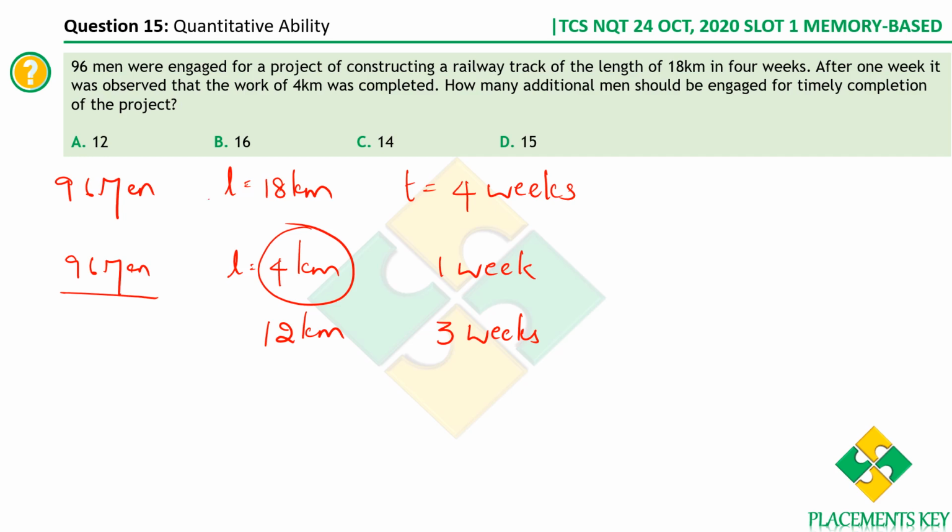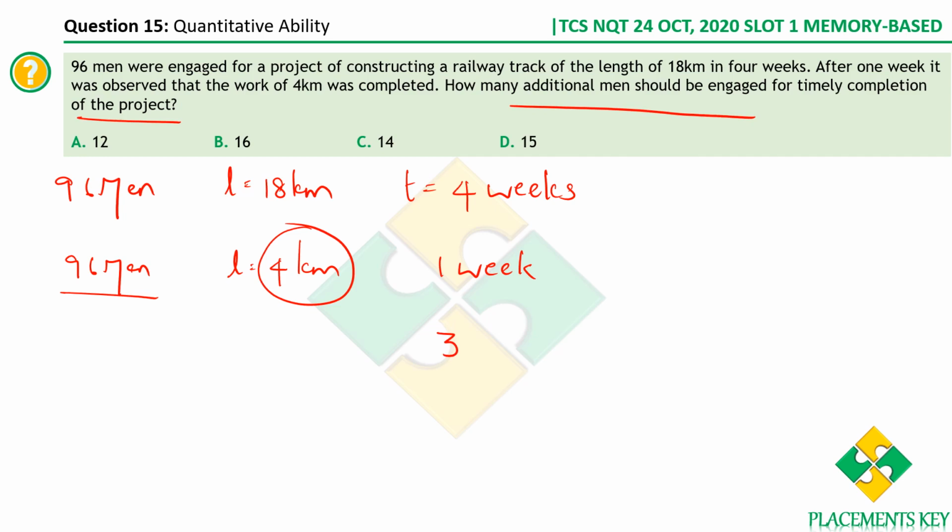But you know that the total length is 18 kilometers. So this is the output of the review process. They have realized that if the same number of men work at the same pace, they'll construct only 12 more kilometers. Therefore now they have come out with a plan which is adding more men. How many additional men should be engaged for timely completion of the project?